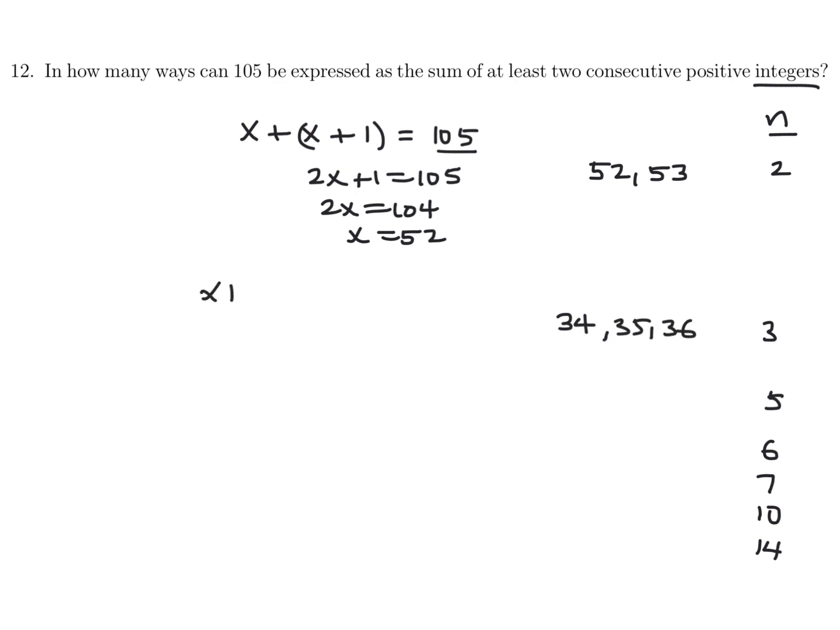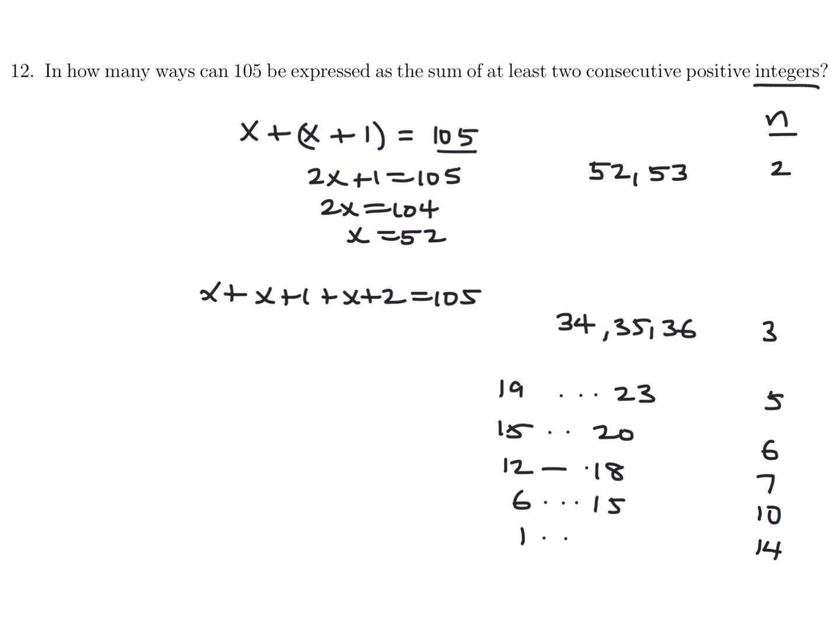It'd basically be x plus x plus 1 plus x plus 2 is 105, and then you solve for that. And then the 5 would be 19 till 23. Those are 5 integers. The 6 is the 15 to 20. 7 is 12 to 18. 10 is 6 to 15, and 14 is 1 to 14. So there you go. So there's 1, 2, 3, 4, 5, 6, 7 ways. That would be actually the answer that they're looking for.